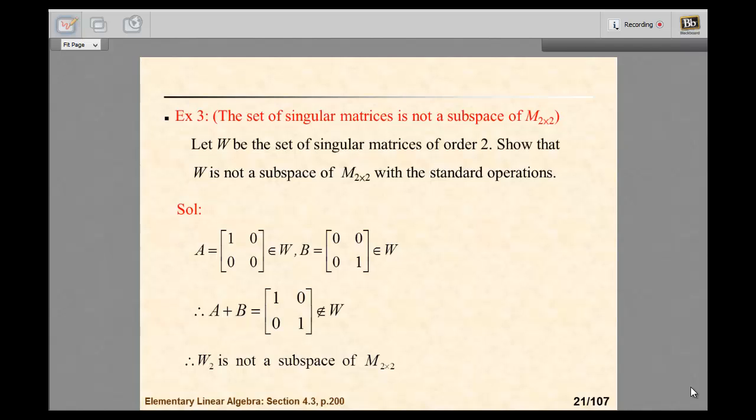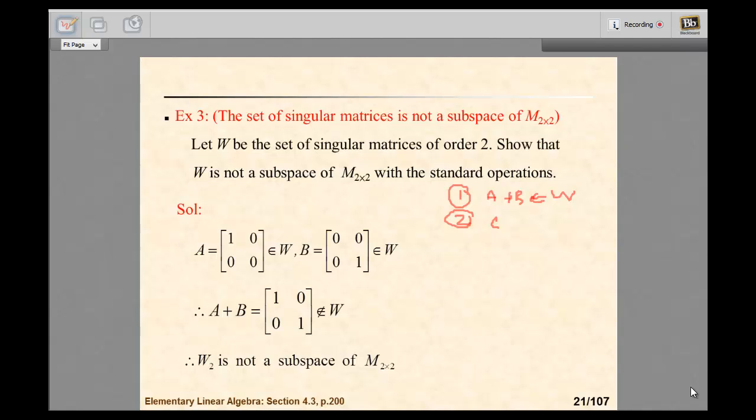The example says: let W be the set of singular matrices of order 2. Show that W is not a subspace of M22 with the standard operations. As I told you, to show a subspace, we have to show two things. One thing is that it holds the addition property, that is, A plus B also belongs to W.